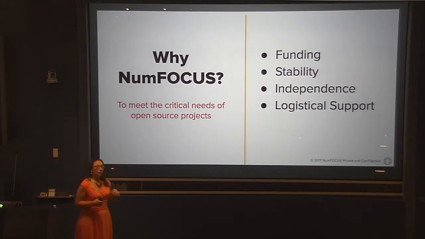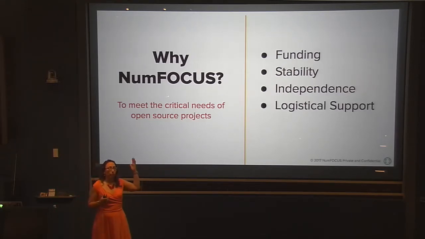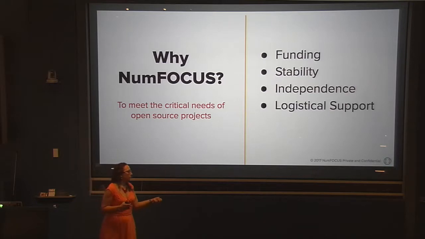The critical needs of open source projects, specifically with scientific computing. So they want to be able to house funding, they want to provide stability, they want to help us maintain independence, and they also want to provide logistical support. So remember, almost all of these projects are not centrally located at a particular institute or in a particular research group. Everybody just met on the internet and was like, hey, let's make a thing together, and they did. And most people have been doing it in their free time. And so it's not clear who should pay for it.